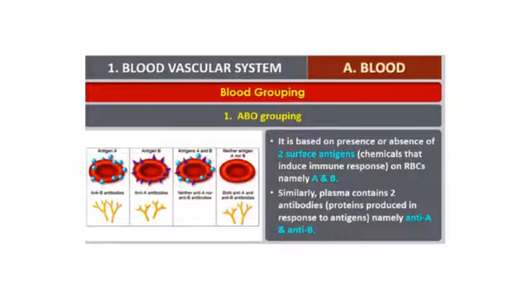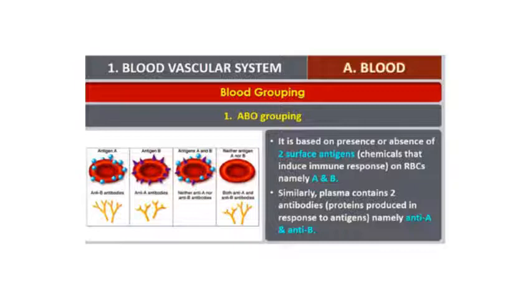Now let us see what is this ABO grouping. It is based on whether the antigen is present on the surface or not, right? So the plasma contains two types of antibodies, anti-A and anti-B. So if a person has antigen A, then he will have anti-B antibodies. If the person has antigen B, then the blood will have anti-A antibodies. If the person has both the antigens A and B, then neither anti-A nor anti-B will be present.